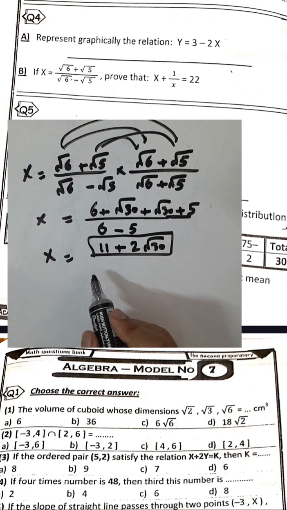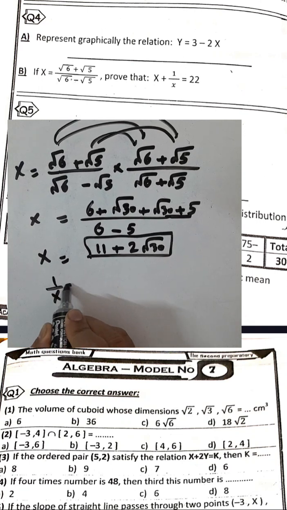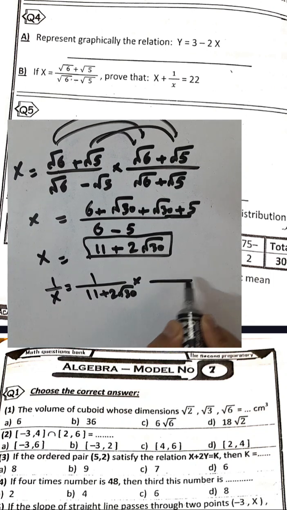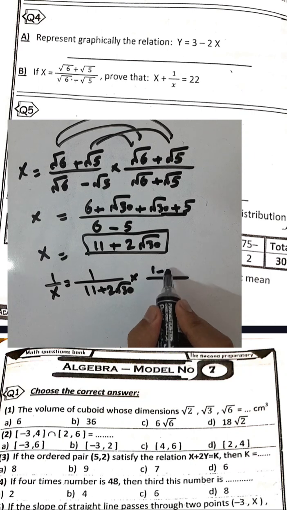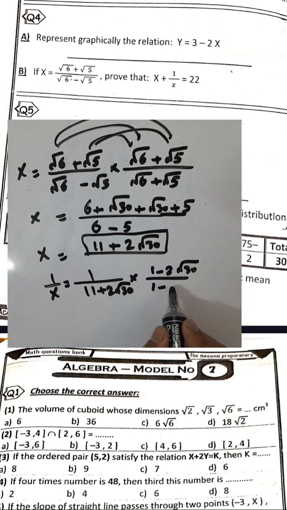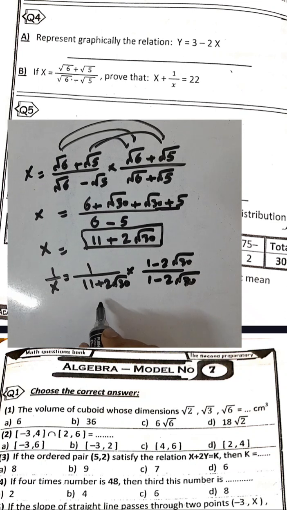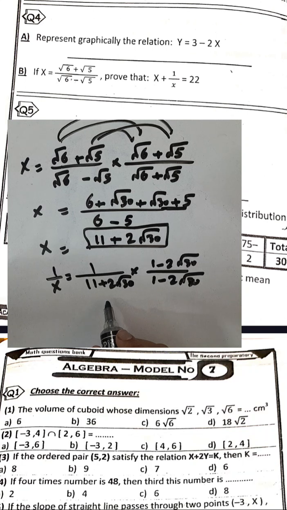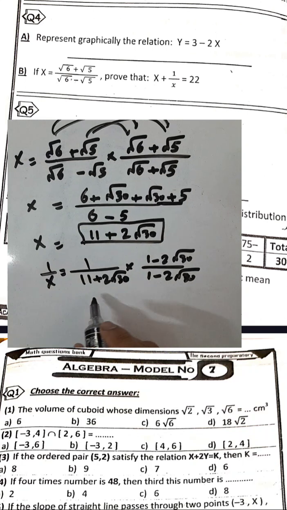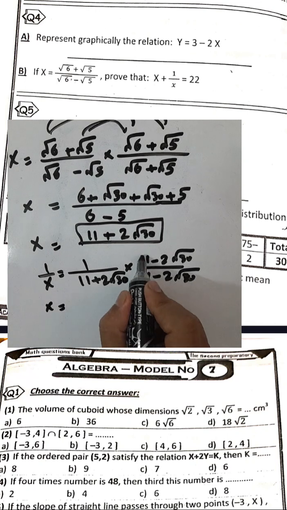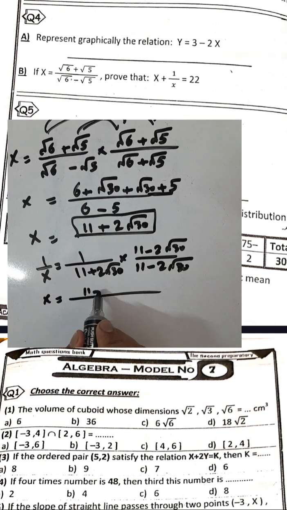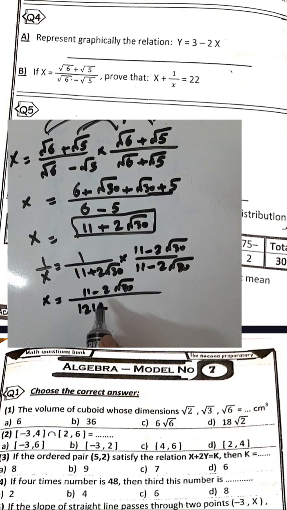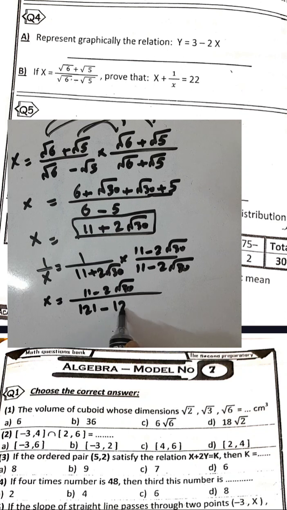You want to find x plus 1 over x. You can write 1 over x, 1 over 11 plus 2 root 30. Multiply by the conjugate to the numerator, 1 subtract 2 root 30, to simplify this expression. Okay, you can write here 1 times 11 equals 11, subtract 2 root 30, and here 121, 11 times 11, subtract 2 times 2, 4, 4 times 30 equals 120.